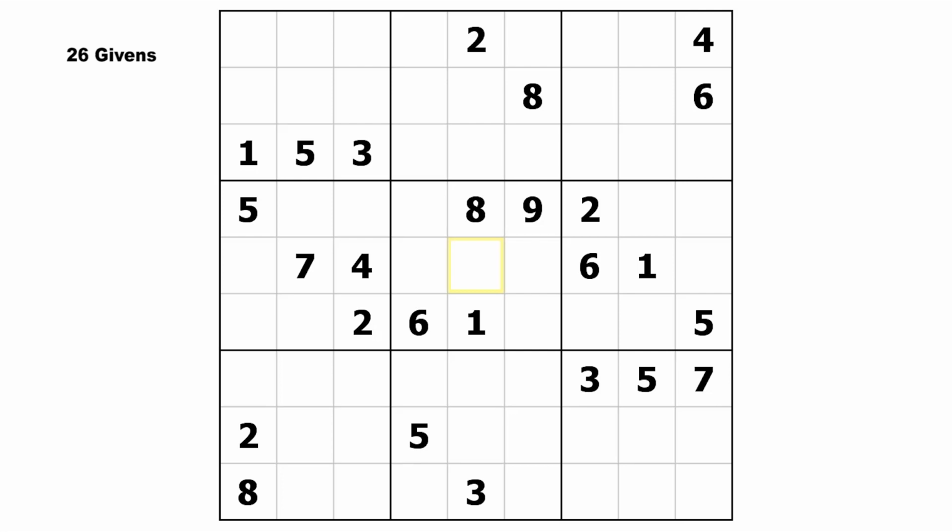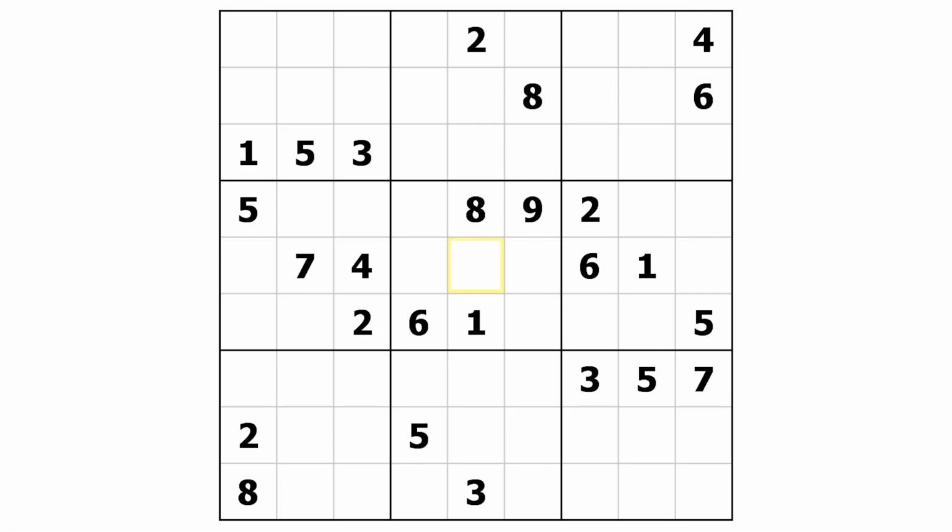Okay, we've got 26 givens, and notice that 12 of those givens are right here in this middle horizontal chute. That's almost half of them. And when you see something like this at the beginning of a puzzle, it's probably a good idea to look for some naked singles before you start cycling through the candidates.